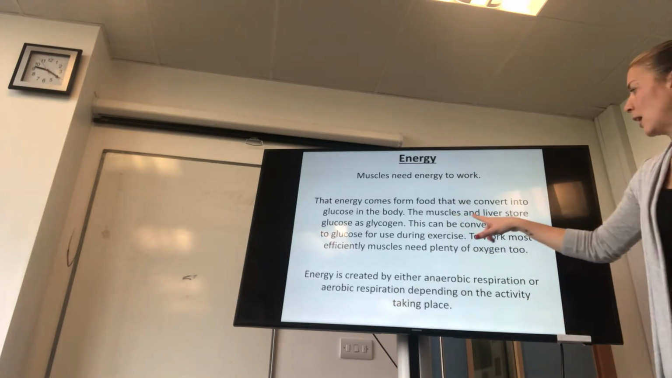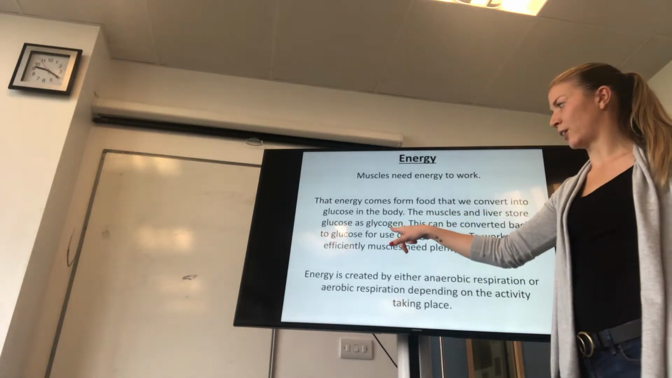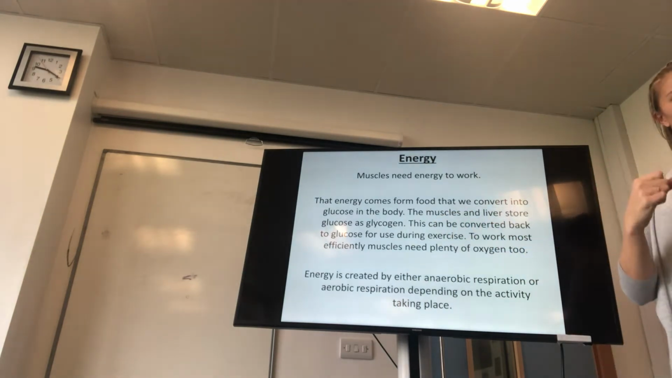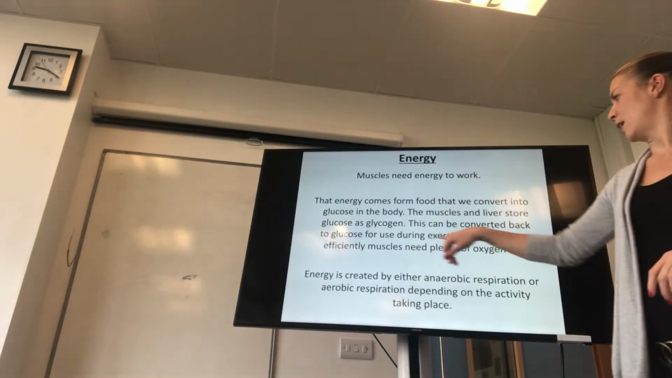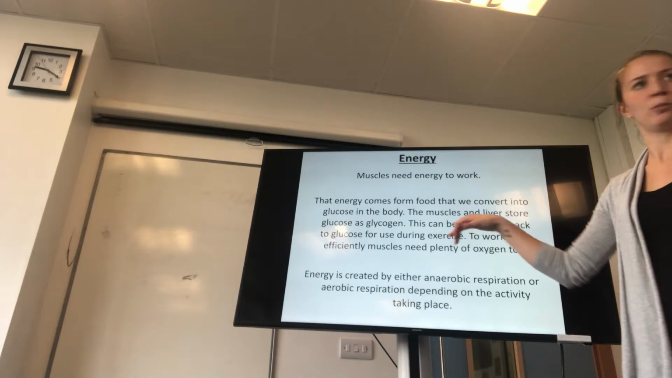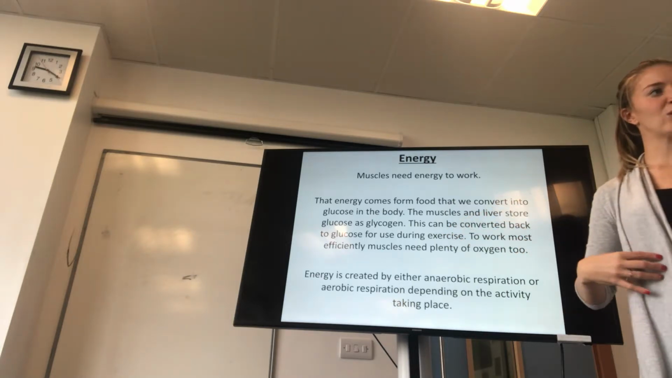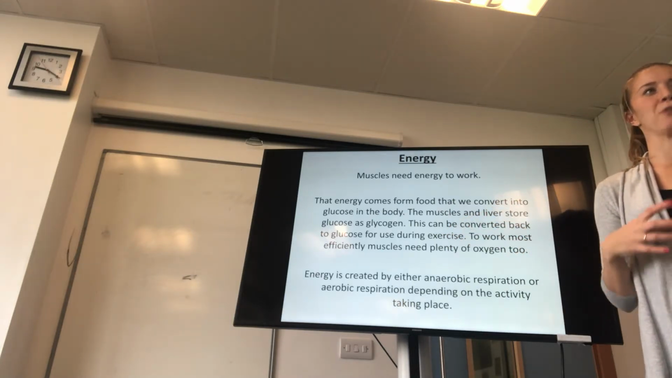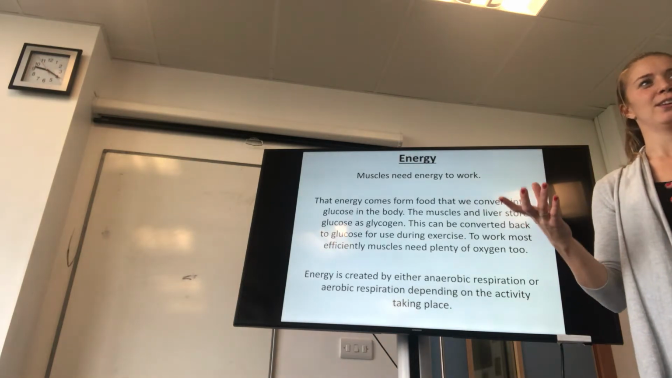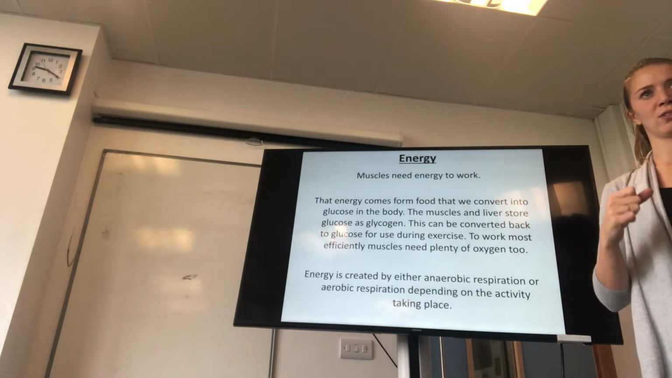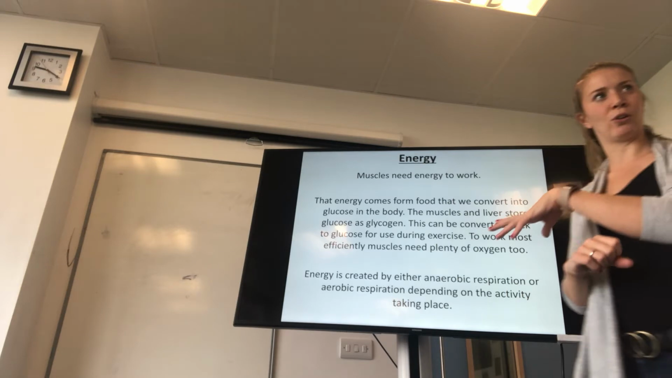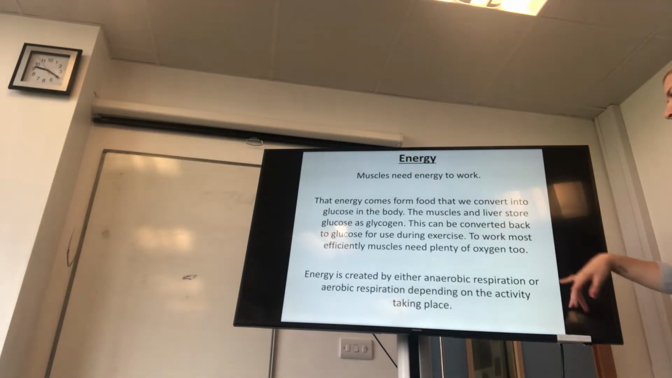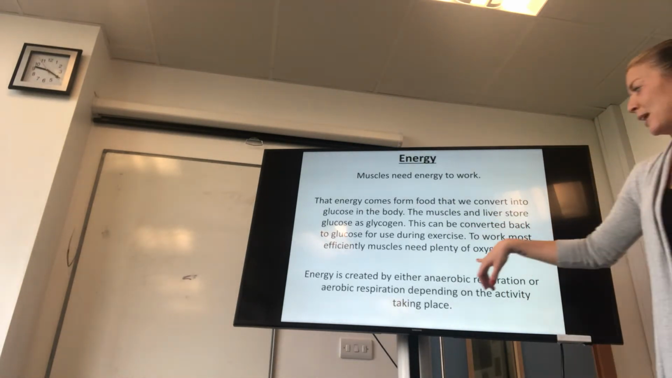So the muscles and liver store glucose as glycogen. From the food we get glucose, but we store it as glycogen. This is then converted back to glucose before we do exercise. So we can only store glucose as glycogen, but we can only use it as glucose. When it comes into our body, we convert it to glycogen to store it, and convert it back to glucose when we want to use it again. And to work most efficiently, we need lots of oxygen.